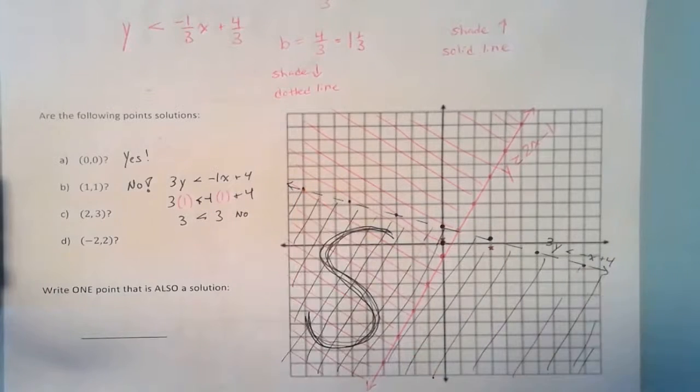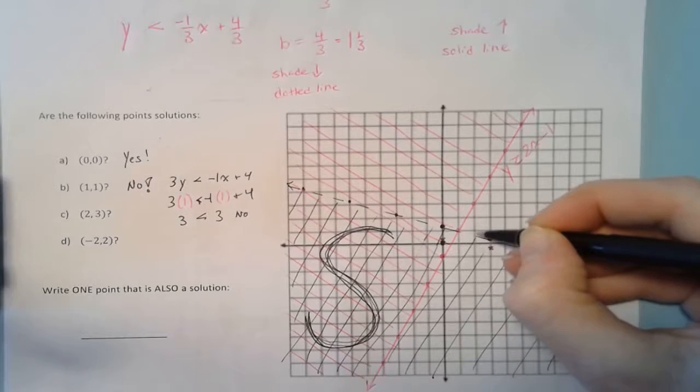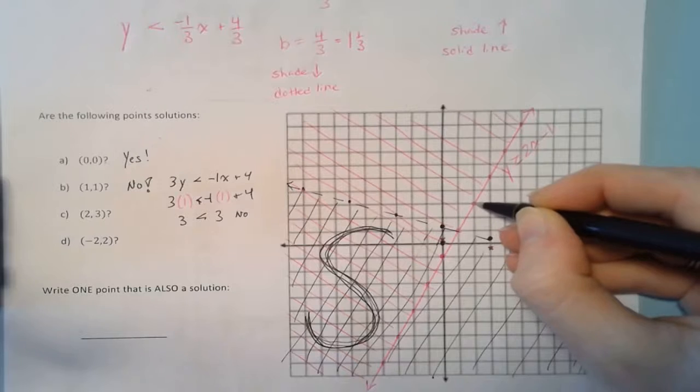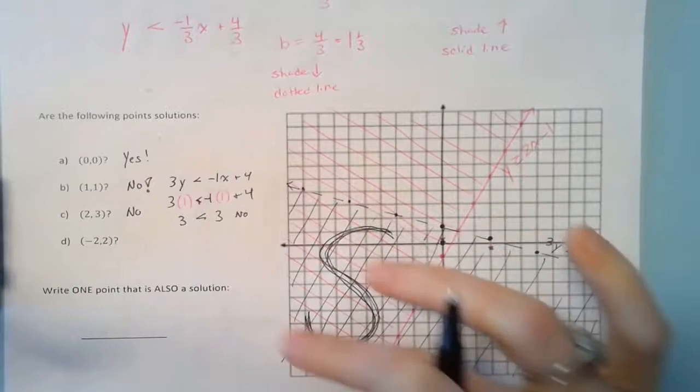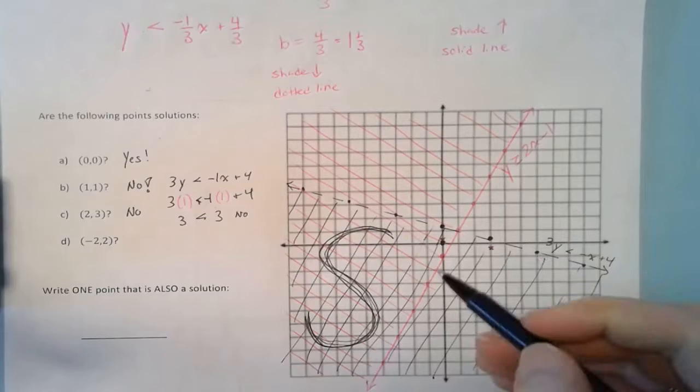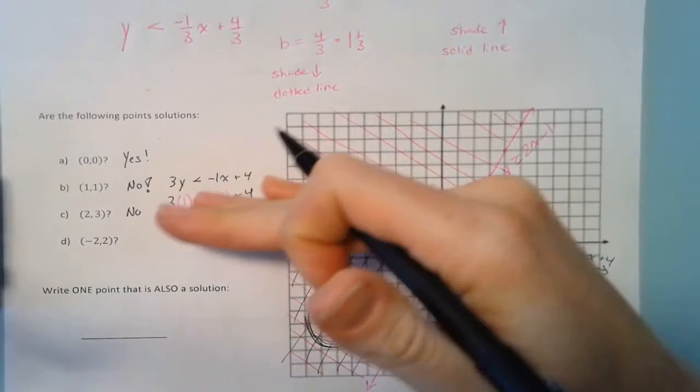The point 2 comma 3, 2 to the right and 3 up. Well, it's a solution to one of the inequalities, the pink one, but not the black one. So this is going to be no. It has to be in this S space or along this pink line right here. It can't be on this side. It can't be on this black line or above it.